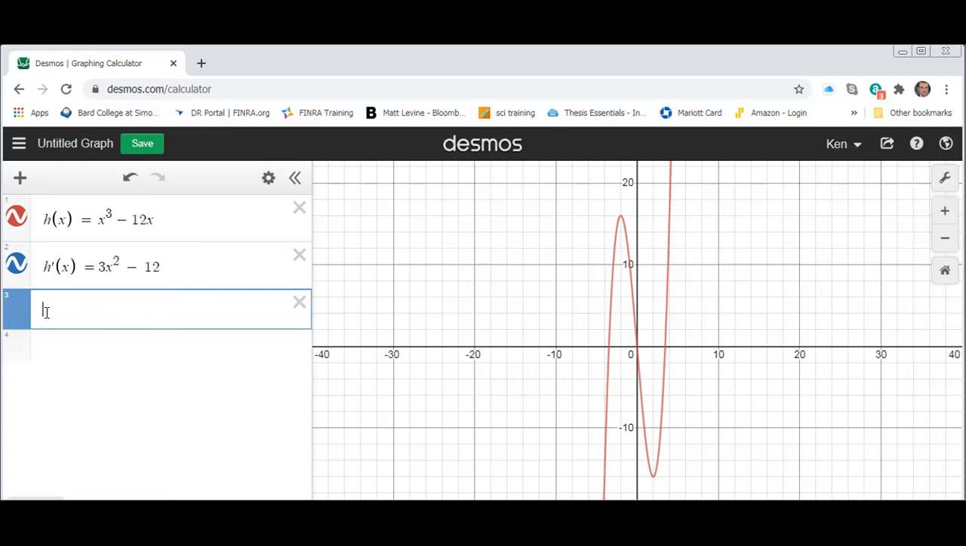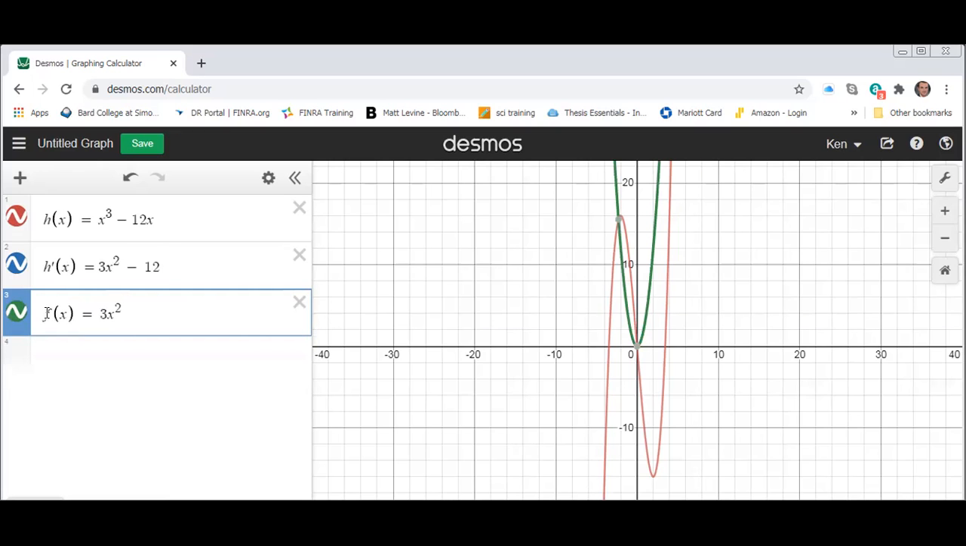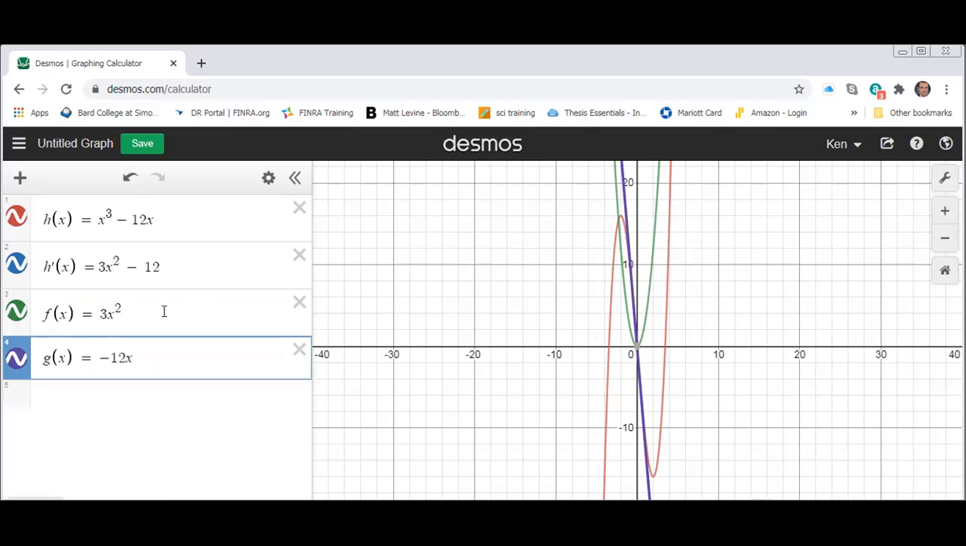But suppose that we wanted to use the power rule and the constant rule and the x rule, suppose we wanted to use all those rules. So how could we do it? What you would do is you would say f of x is 3x squared, and g of x is minus 12x. And maybe I don't need to graph those.